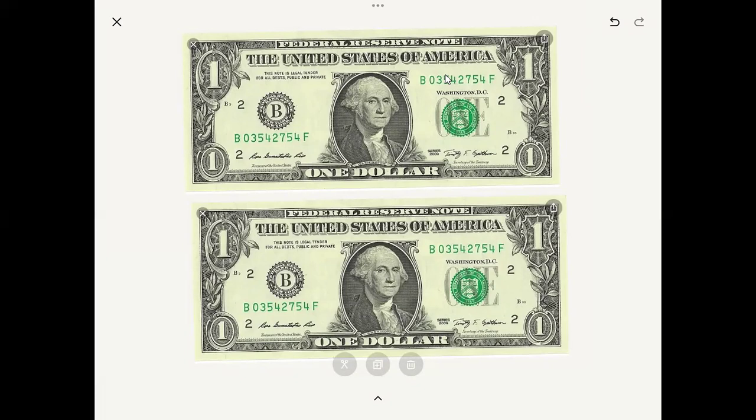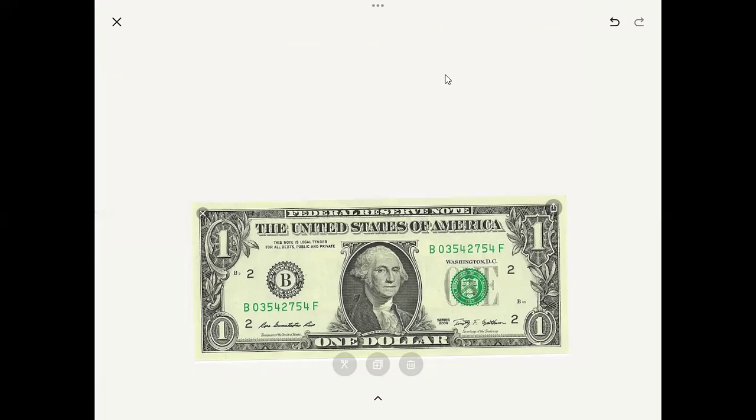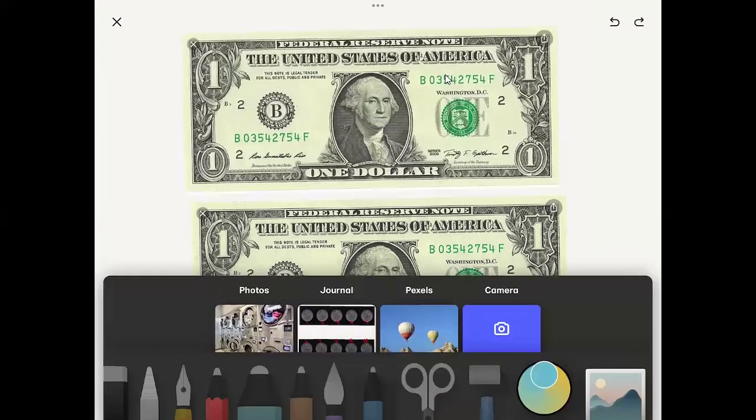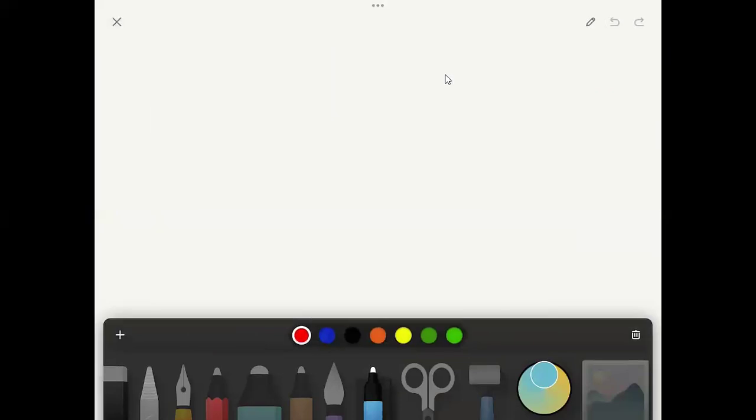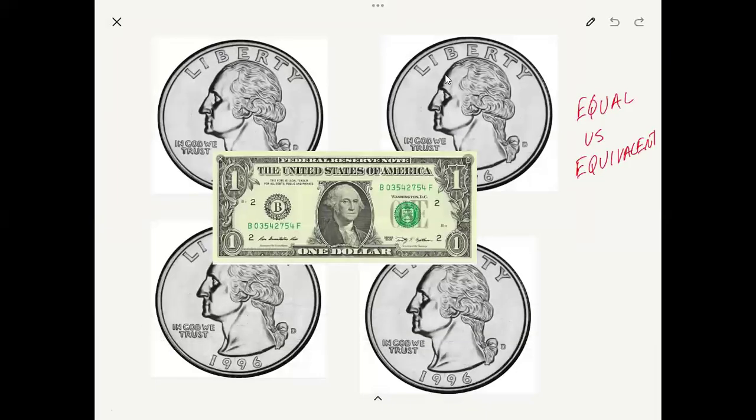Now, let me go back. Whoops, didn't want to get rid of that. Let me go back to the next one, back to this image. So some people would say these are just equivalent. Some people say they're equal. I think they're equivalent. I don't think that they're equal. And this is the best way that I could explain it. They have the same value, so they are equivalent, but they're not the same thing, so they're not equal.